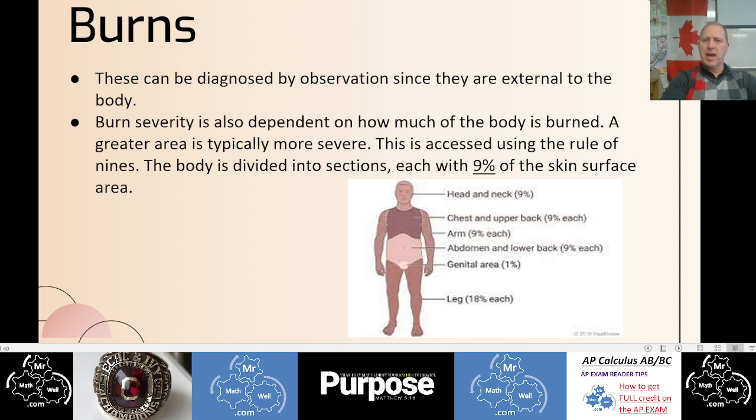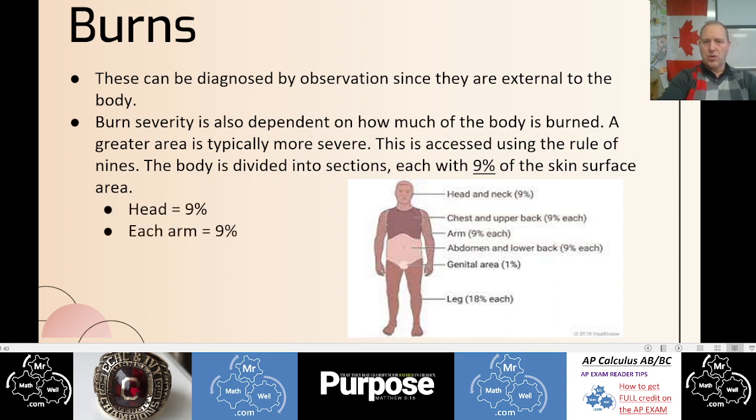This is assessed using the rule of nines. The body is divided into sections, each with 9% of the skin surface area. So if you take a look at your head and neck, that's about 9%.